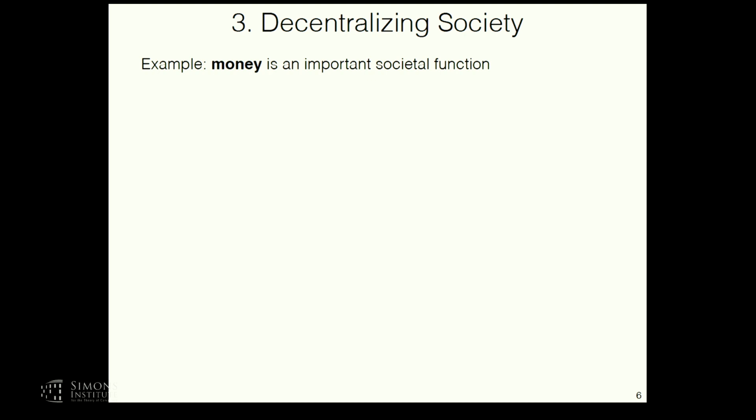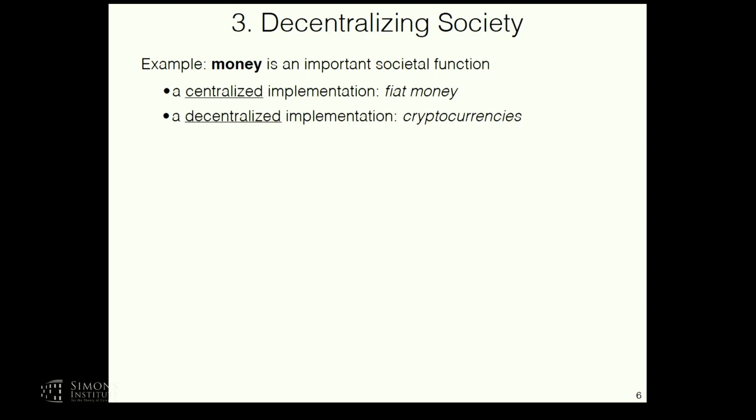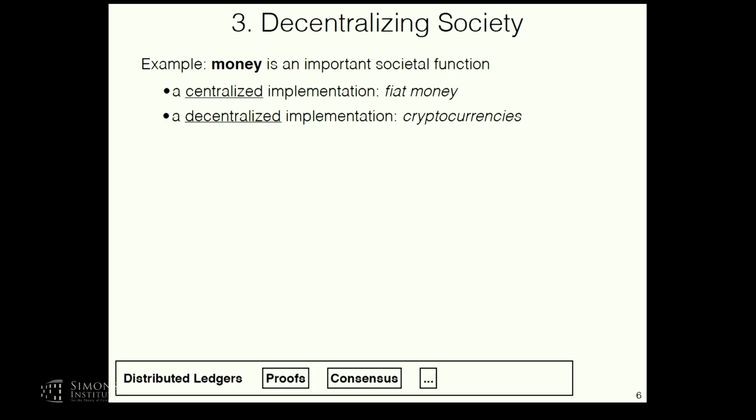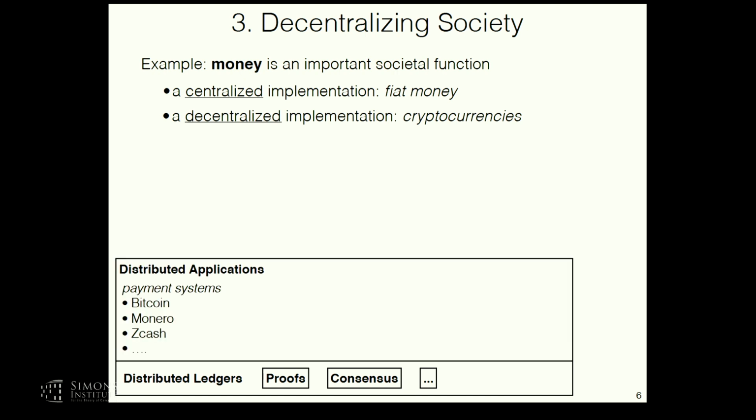Money is an example of an important societal function. The centralized implementation is fiat money, where some trusted party says, here I'm issuing tokens, please trust me, I'm going to use my authority to say that they're legal tender. A decentralized implementation you can think about as cryptocurrencies. Now, there's a new application stack that is developing where, through distributed ledgers that are enabled by cryptographic proofs and consensus algorithms, you can build distributed applications on top of it, for example, payment systems.